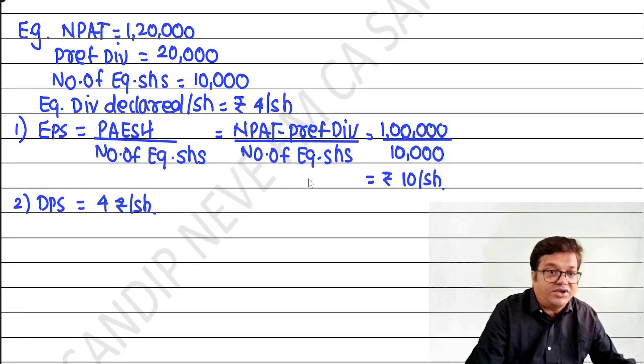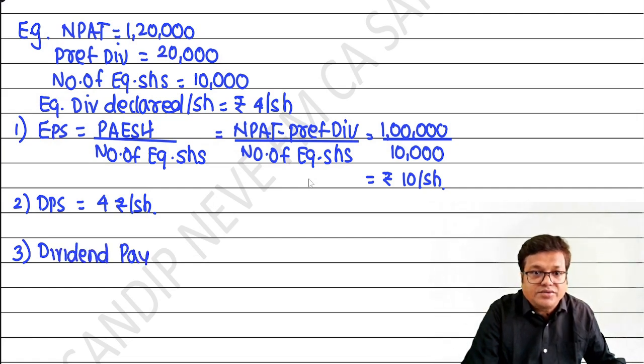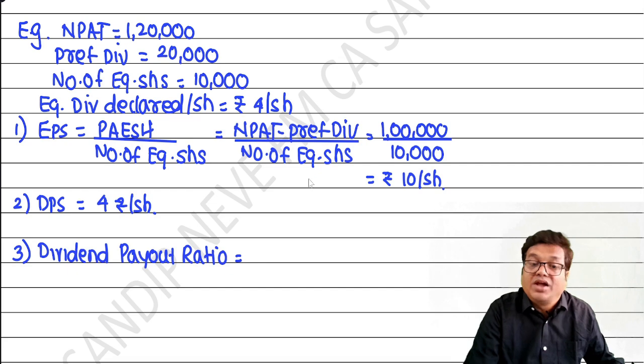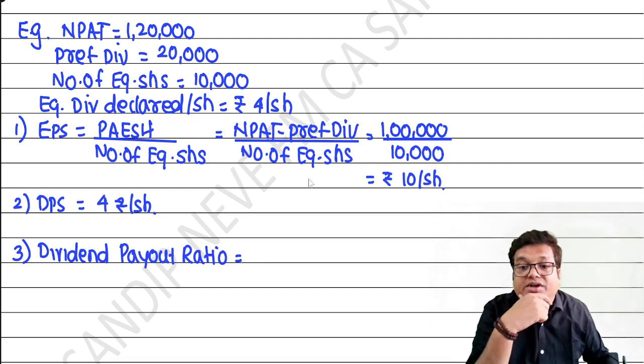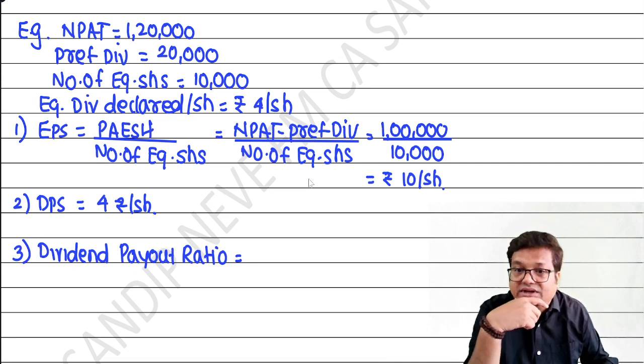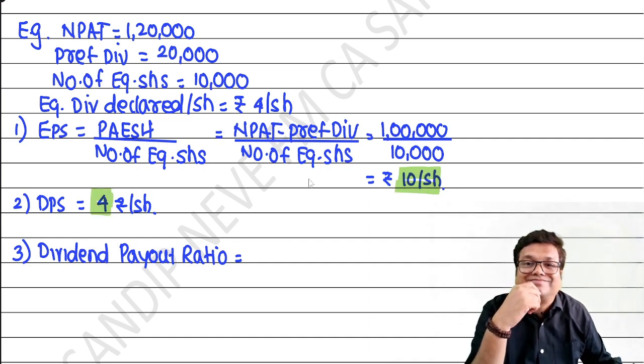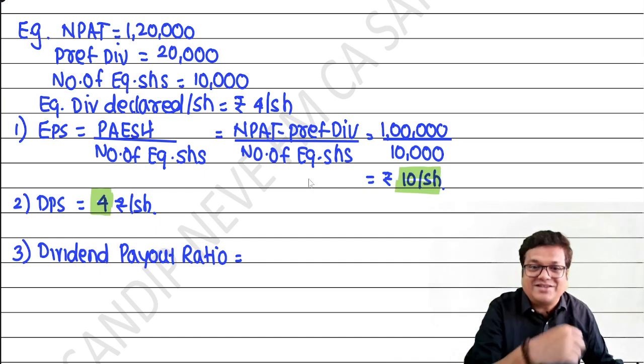As simple as that. Okay, let's talk about the third one, dividend payout ratio. Now you only tell me how we will get the dividend payout ratio. Tell me, how much is total earning per share? Yes children, earning per share is 10 rupees, right people? Earning per share is how much? 10 rupees. Dividend per share is how much? 4 rupees. Simple as that.